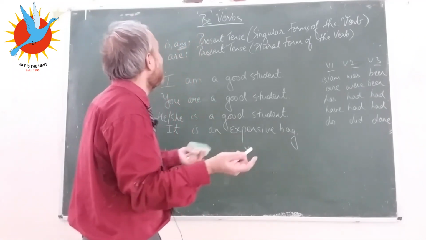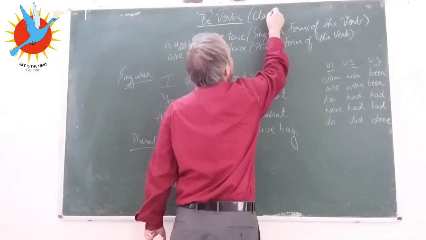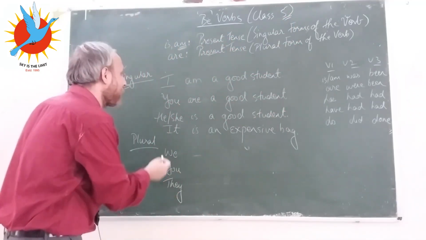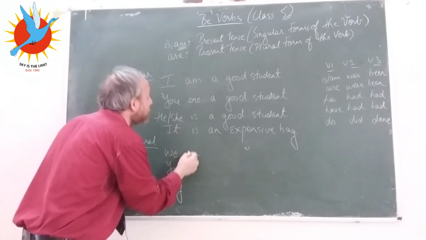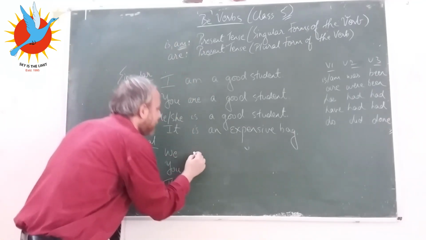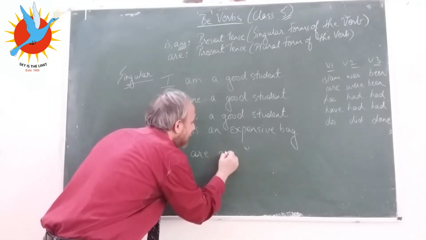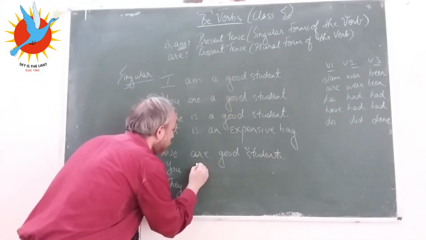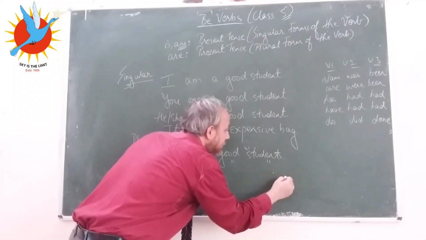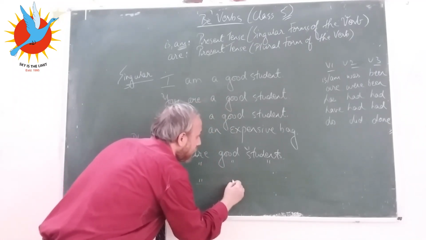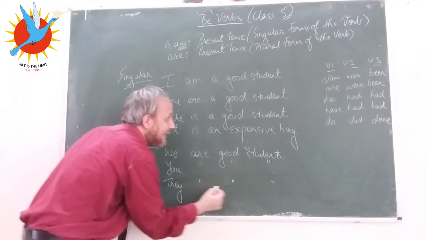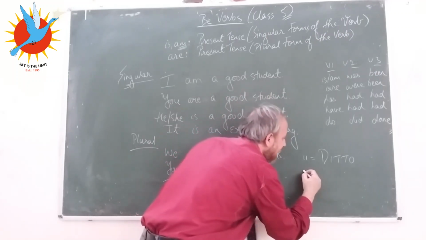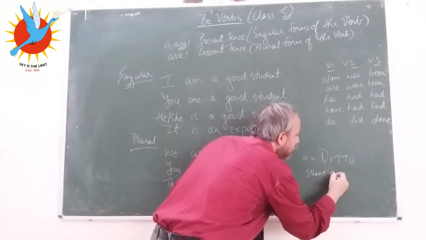This is class 5, I'm sorry. I'm sure you know what I'm talking about, kids. With we, will you use is, am, or are? With we, you will use are. We are good students, full stop. You are good students, full stop. And they are good students, full stop. This sign in English is called ditto. What does it mean? It means same as above.